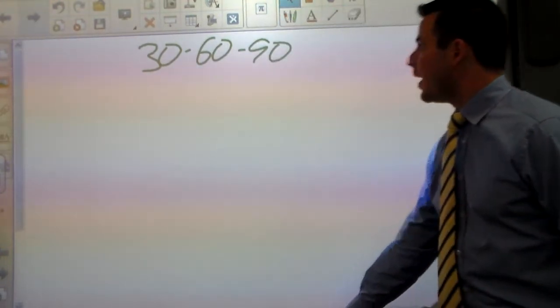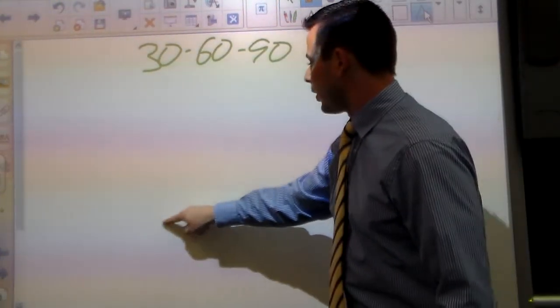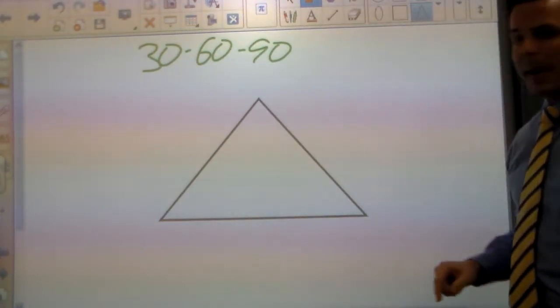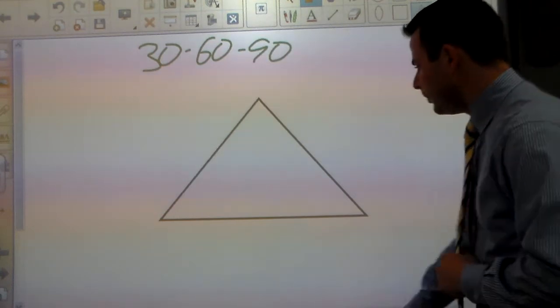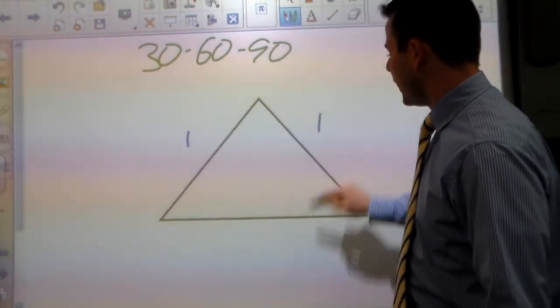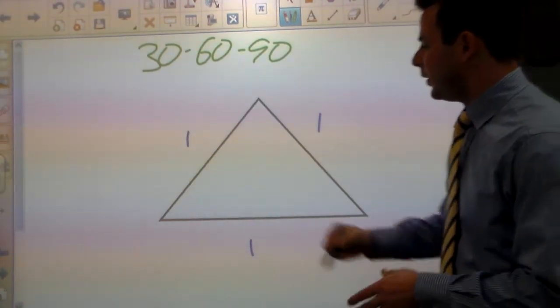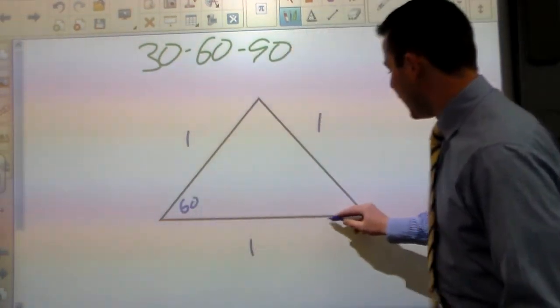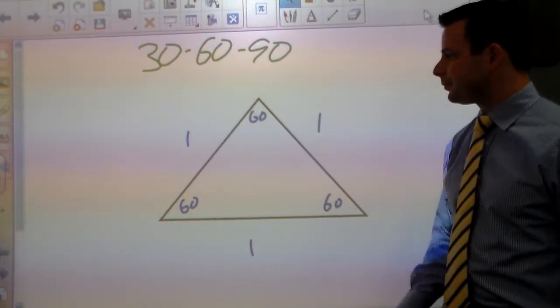In order to create a 30, 60, 90 right triangle, let's set up an equilateral triangle. Remember, we're working off of the unit circle. So we have an equilateral triangle in which all of the sides are 1. Another property of equilateral triangles is that all of the angles are 60.